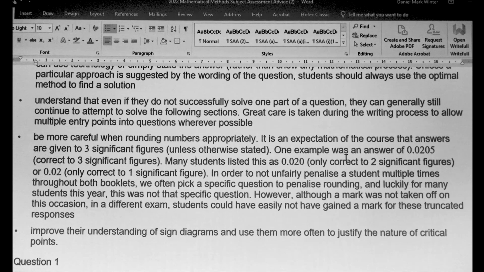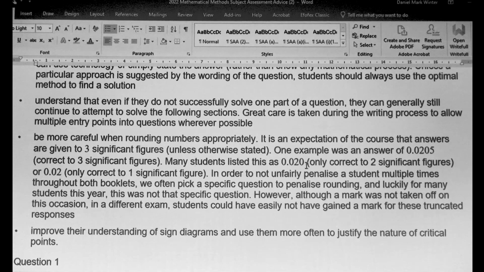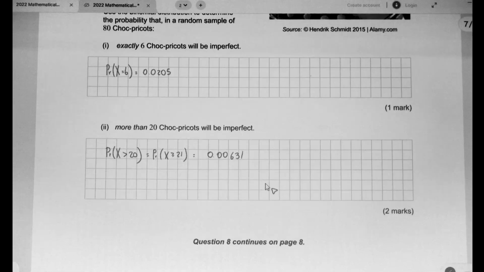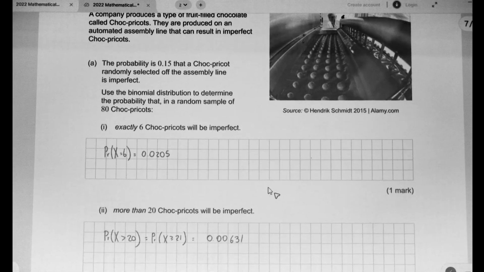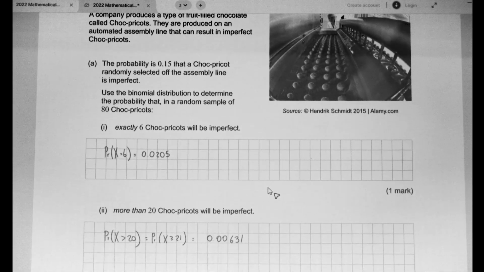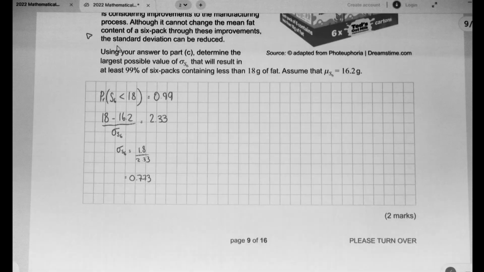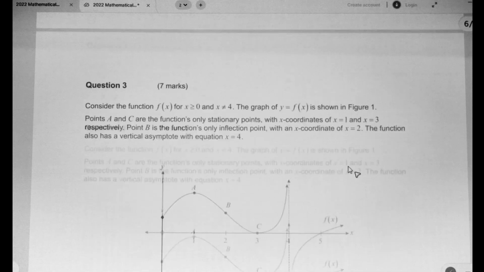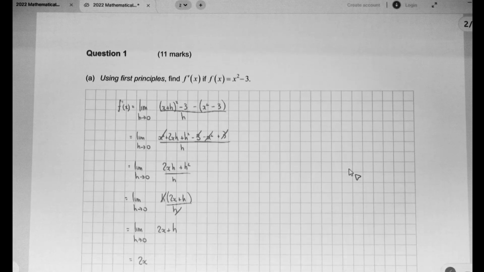All right, sign diagrams. Students need to get better at understanding them. If we say "show such and such is a maximum," they need to justify it in some way, either with a sign diagram, their knowledge of quadratic optimisation, or using the second derivative test, whatever. Sign diagrams are a great way to do that.